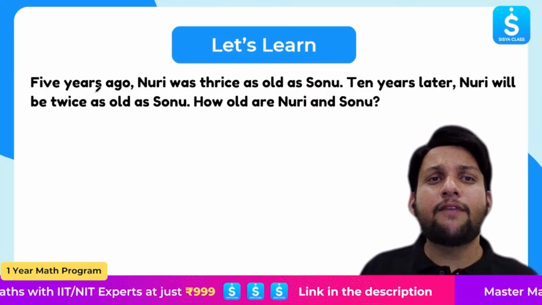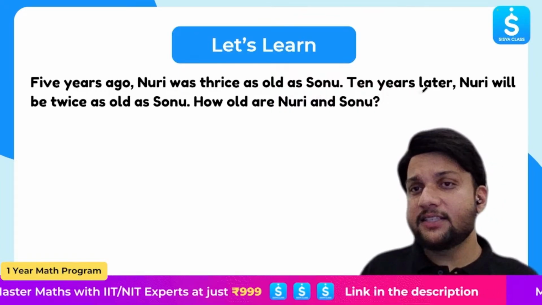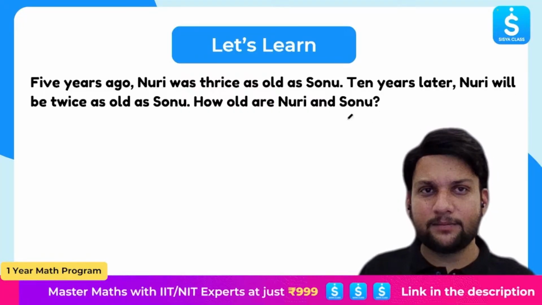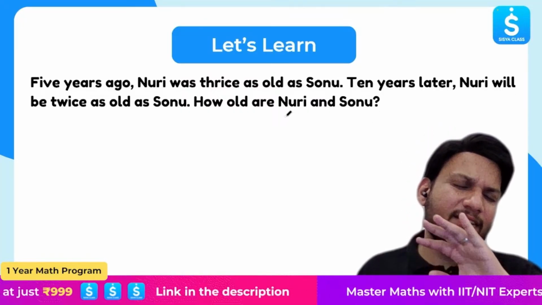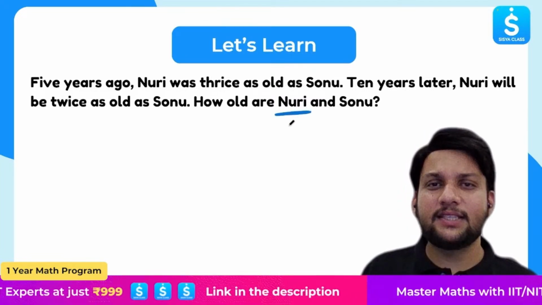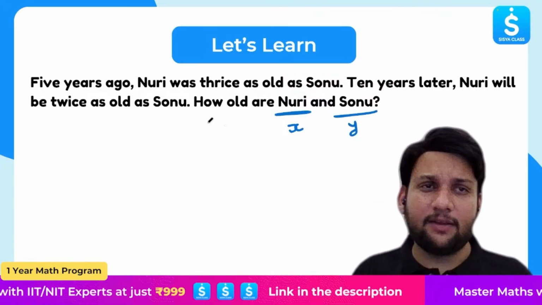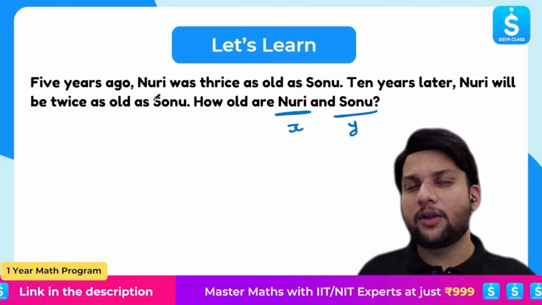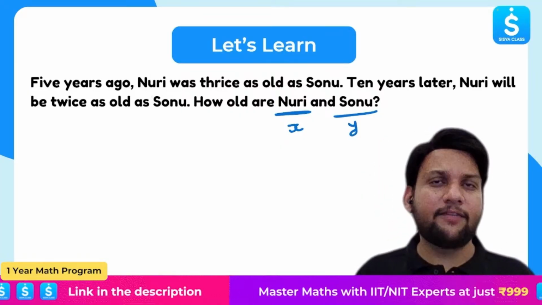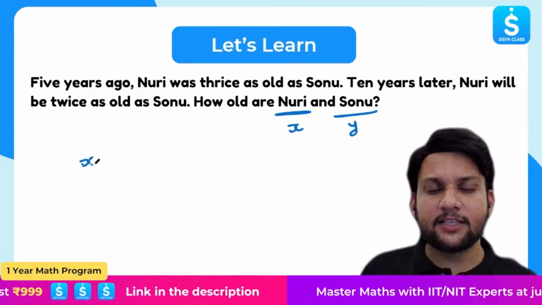What is the question saying? 5 years ago, Noori was thrice as old as Sonu. 10 years later, Noori will be twice as old as Sonu. How old are Noori and Sonu? Okay, again, I have one simple procedure. I will assume Noori's age as x and Sonu's age as y. Now I will just read the question and frame the equation. So 5 years ago, what is 5 years ago? Suppose you are 16 years old right now, what was your age 5 years ago? 11, right? 16 minus 5, 11. So 5 years ago, that is x minus 5.